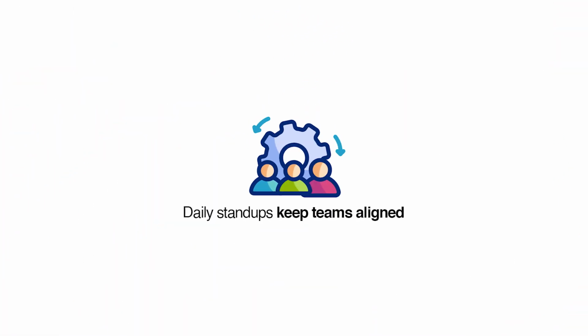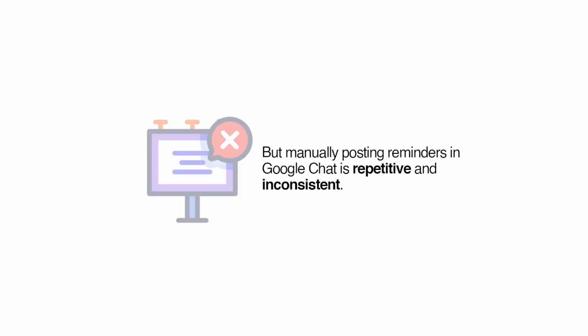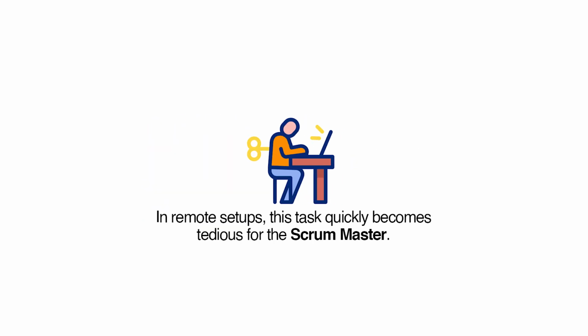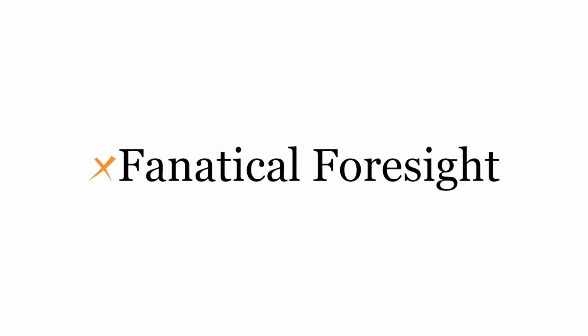Daily stand-ups keep teams aligned, but manually posting reminders in Google Chat is repetitive and inconsistent. In remote setups, this task quickly becomes tedious for the Scrum Master. That's where xFanatical Foresight comes in.